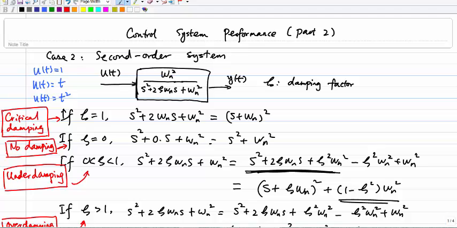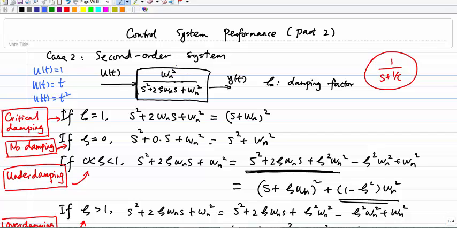Now, in the previous video, I talked about the control system performance for the first order system, which is given by 1 over s plus 1 over tau. So this is the system we're talking about. Now here we talk about a different one, which is Wn squared divided by s squared plus 2 theta Wn s plus Wn squared.